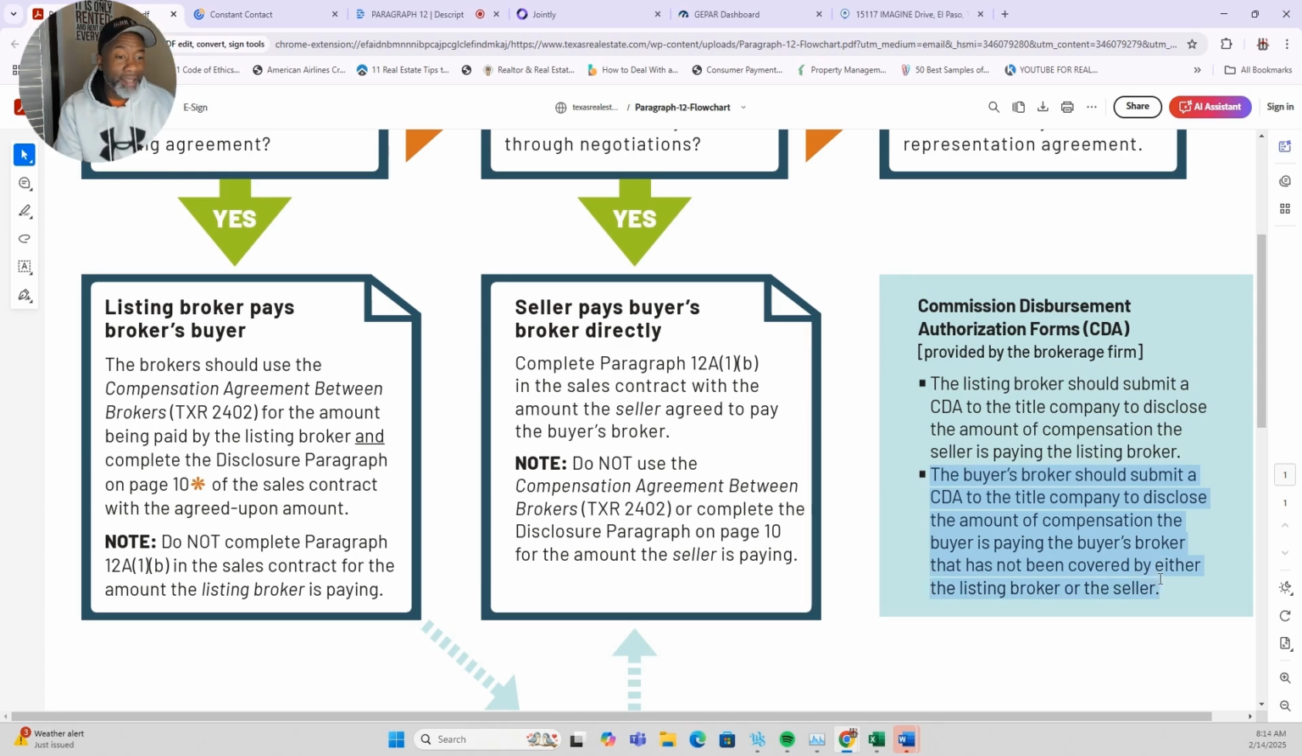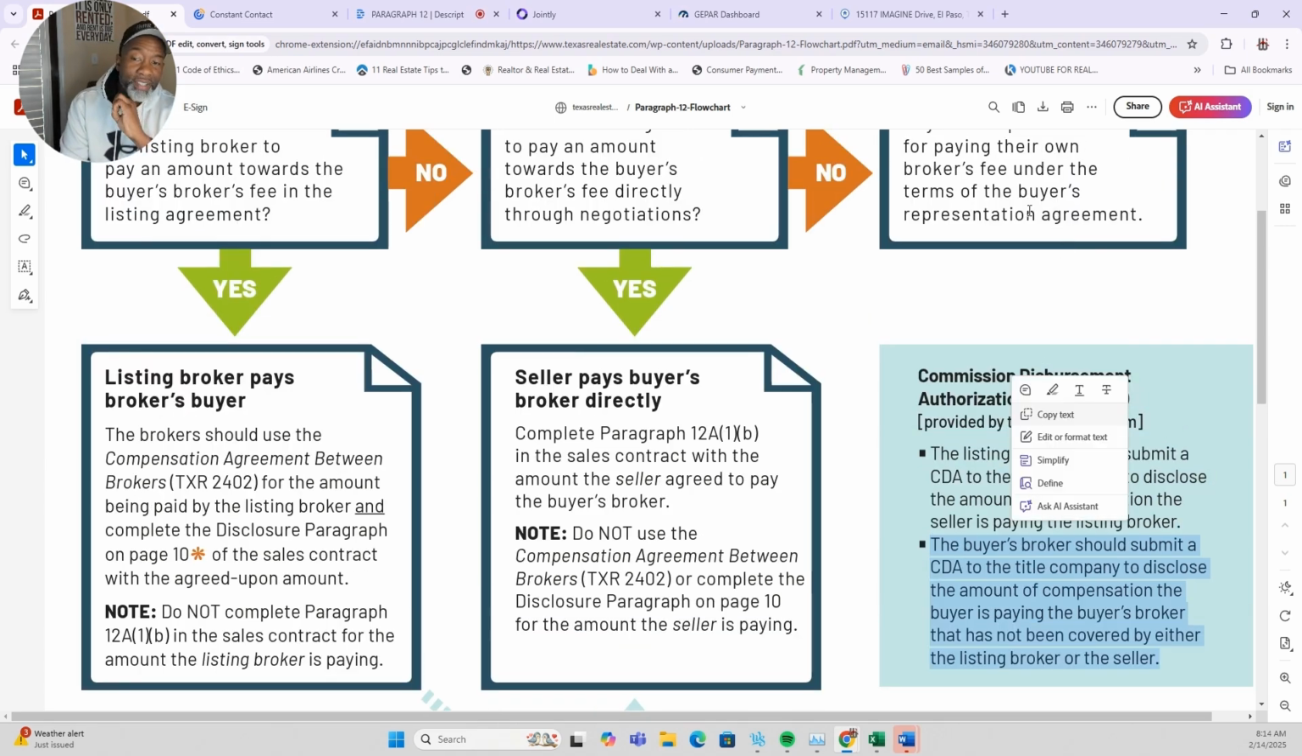That's how you would annotate that, because the listing agreement and the buyer representation agreement already specified that you were authorized 3%. And let's say that you only got between the listing broker and the seller a total of 2.5%. Well, there's a 0.5 difference, so you would make that 0.5 difference up on the CDA. So make sure you understand that.